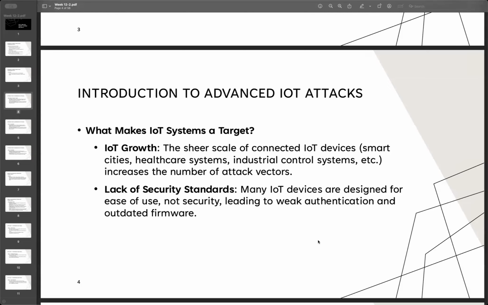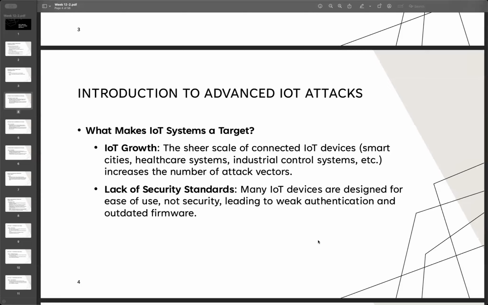Actually, in industry, especially industrial control systems, it is more serious. Imagine a factory producing vehicles being attacked, it can cause serious, huge damage. All this increases the number of attack vectors. So here's a reason why we have to enhance the security.